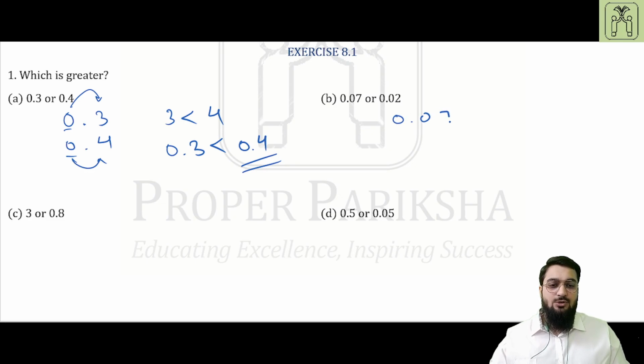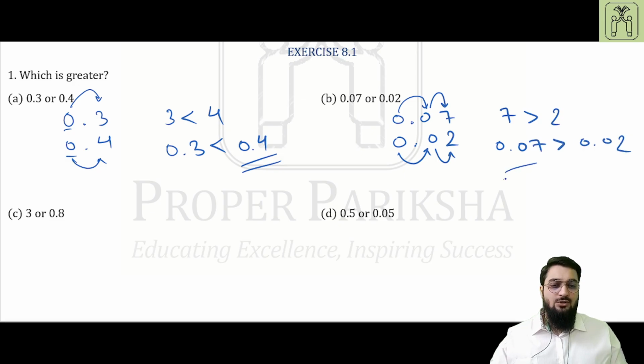Coming to part B, 0.07 and 0.02. Again, the same process will be followed. Both of them will be written in top and down fashion, the decimal points aligned, and we'll start comparing. After that, we'll make two jumps and reach the second decimal place, that is 7 and 2. 7 is greater than 2, that is obvious, and therefore 0.07 is greater than 0.02. Therefore, 0.07 is the greater number.